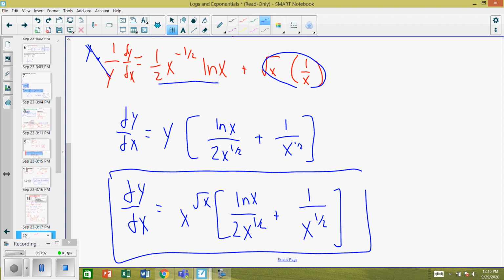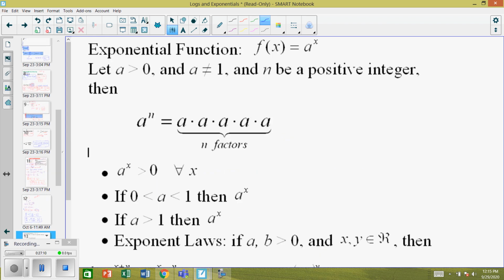All right, so that was everything with logs, and I'm left with about 3 minutes as I'm starting to go into exponentials now. I'll stop at 30 minutes, I promise, but I'm just going to keep going until I reach that 30-minute mark.